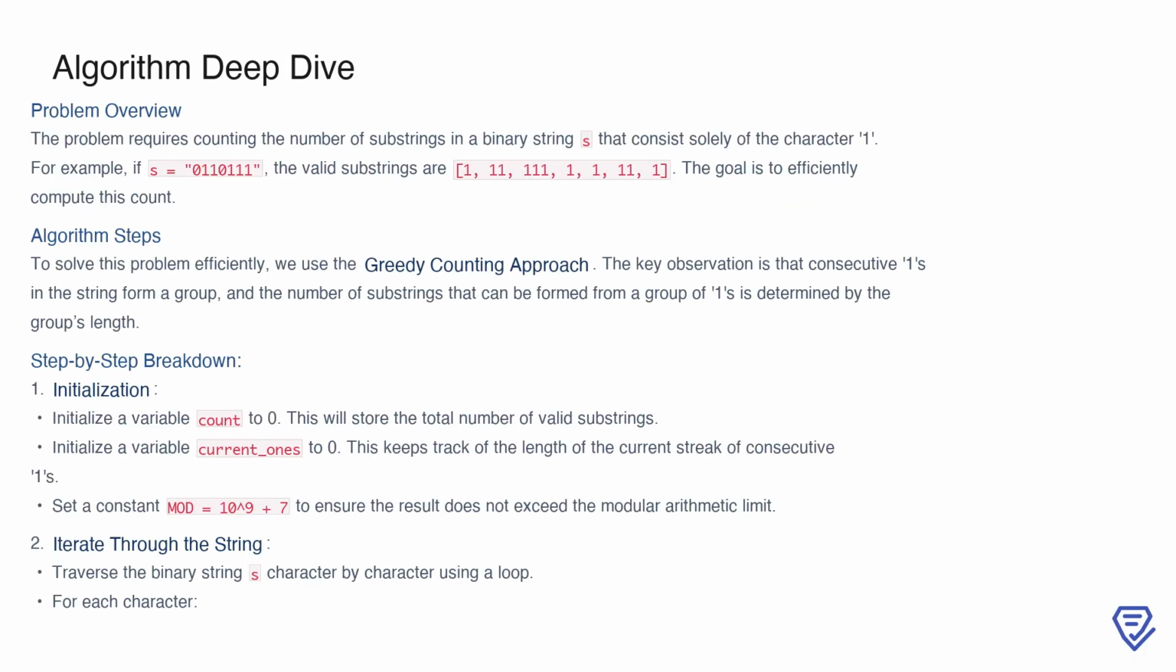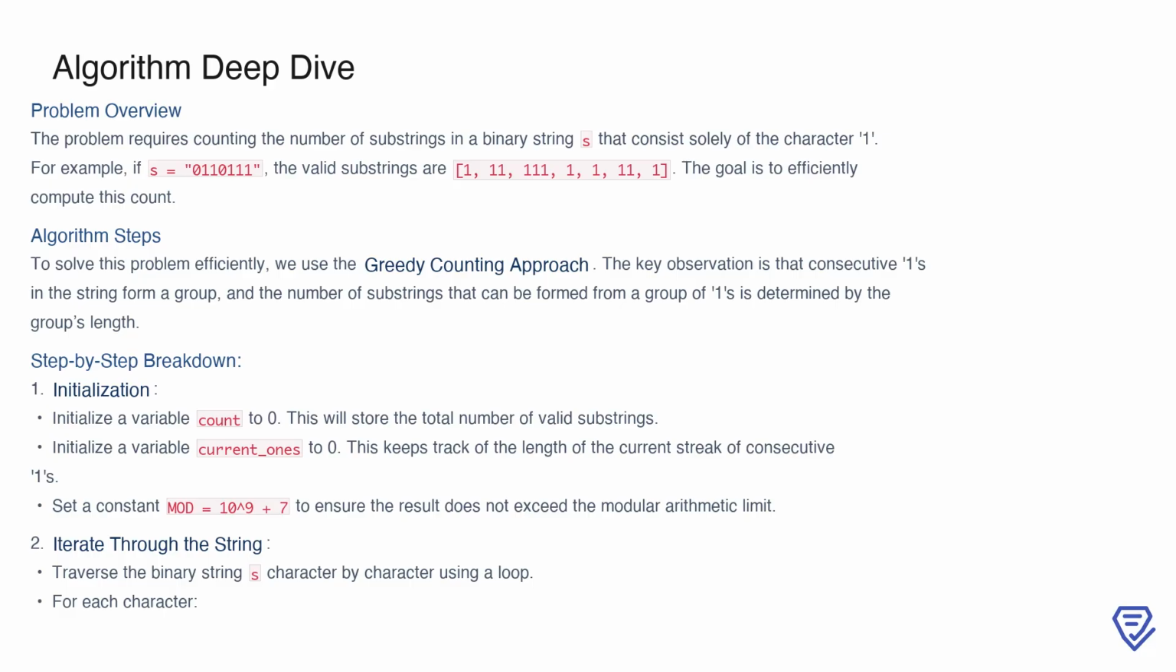The problem here is to count all substrings in a binary string that consist entirely of the character 1. For instance, if the input string is 0111, the valid substrings include individual ones, pairs of consecutive ones, and longer streaks like 111. The goal is to compute the total count of such substrings efficiently. To achieve this, we use a greedy counting approach.